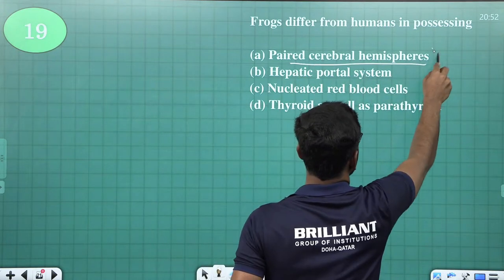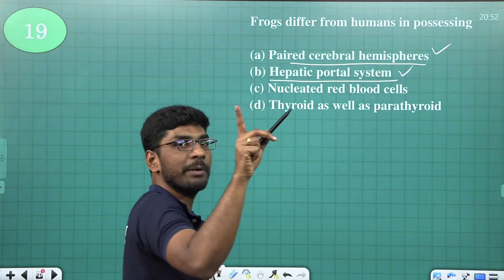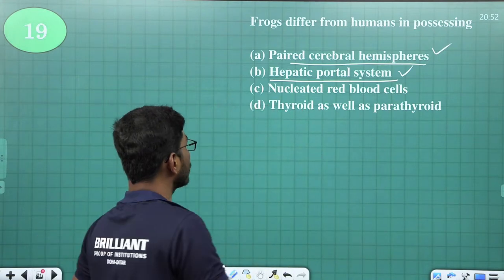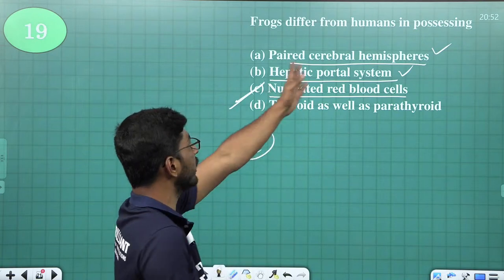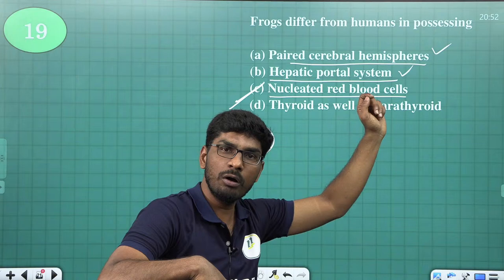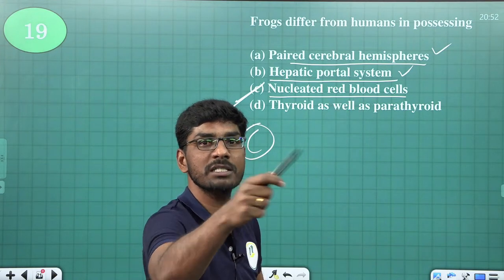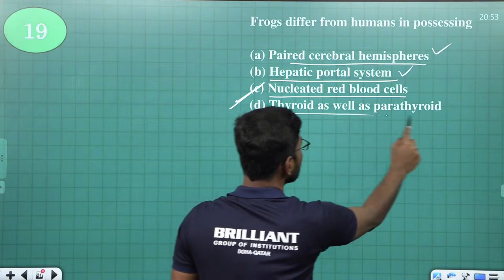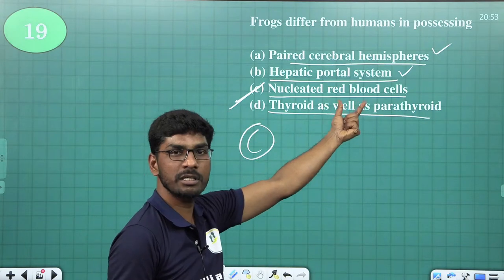Paired cerebral hemispheres, correct. Hepatic portal system, yes. We will discuss this hepatic portal system in the body fluids and circulation chapter also. Nucleated red blood cell, yes, this one is where humans differ. Both have a myogenic heart. Ours also? Myogenic heart, and a frog also has a myogenic heart. The SAN node is made up of what? Special muscles. And thyroid gland as well as parathyroid. Everything is correct; only the nucleated RBC differs.